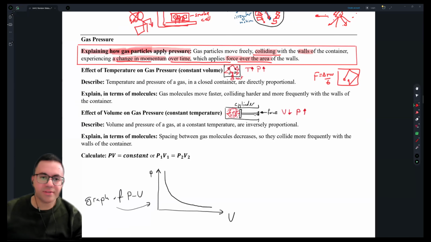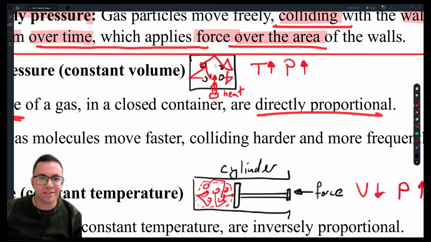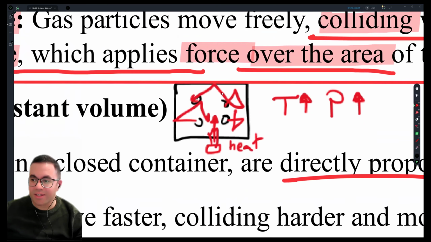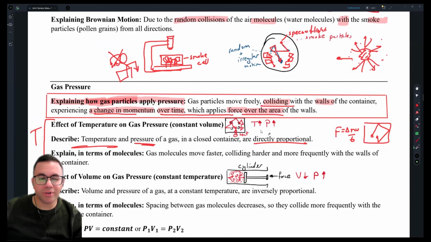There are two things that affect the pressure of a gas. Temperature makes sense, and volume also makes sense. If you heat a gas, temperature increases, the pressure increases. So temperature and pressure are directly proportional. This makes sense because if you heat a gas, let's look at this diagram over here, the molecules inside start moving freely, colliding, and they move faster, and they collide harder, and they collide more frequently. So the pressure increases.